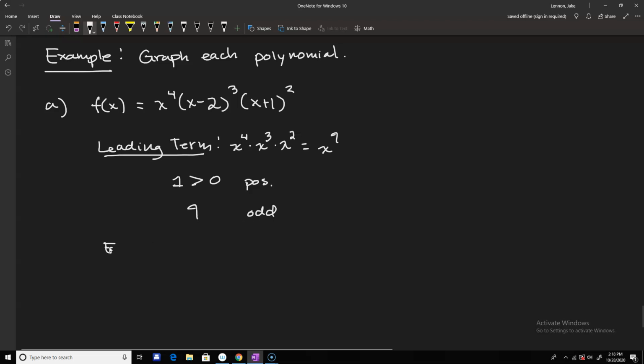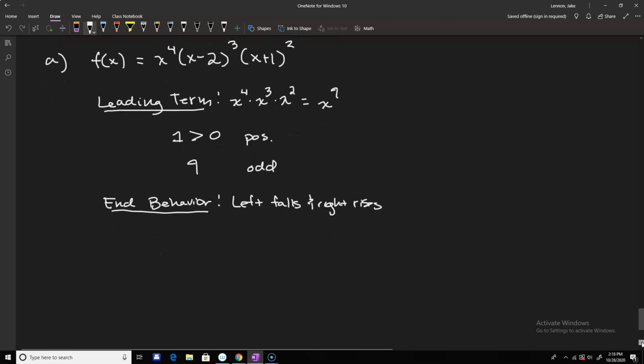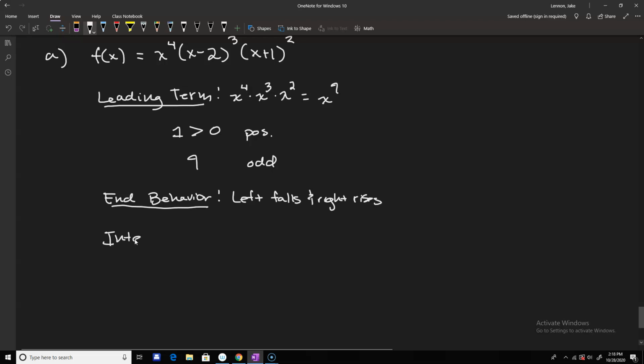So the end behavior is given by left falls, right rises. So that was the old stuff. The new stuff is the intermediate behavior. So the intermediate behavior is determined by the zeros. So we have the zeros, the multiplicity, and then the behavior.